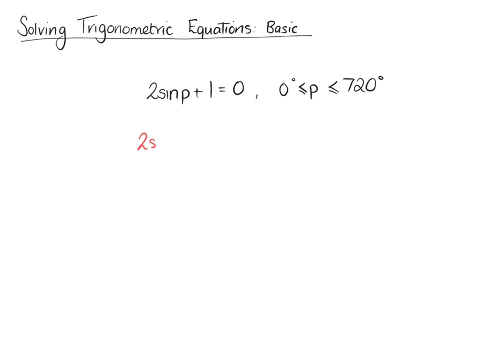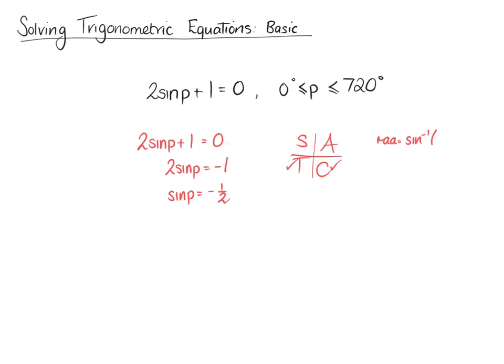So we get 2 sine p plus 1 equals 0. So we take away the 1 to get 2 sine p equals minus 1, and then we get sine of p equals minus a half. Okay, so with our Amanda Says Trig's Cool or our CAST diagram, we've got a negative, so that means it's going to be in these two where it's not positive. Okay, and then our relative acute angle is going to be the inverse sine of a half, because remember we always put the positive in there.